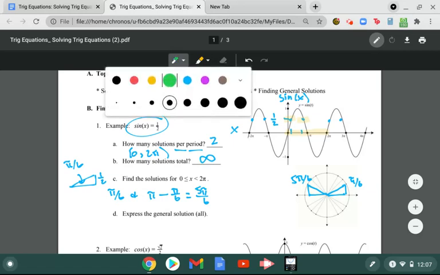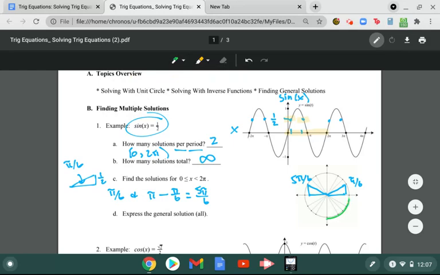I did not use a sine inverse. We will see some examples of that, but keep in mind that sine inverse is only going to give you a value between negative pi/2, negative 90 degrees, and positive pi/2. It will only give you the acute or the smaller angle, not the obtuse angle, which is larger than 90 degrees. Okay, so our two solutions are pi/6 and 5 pi/6.